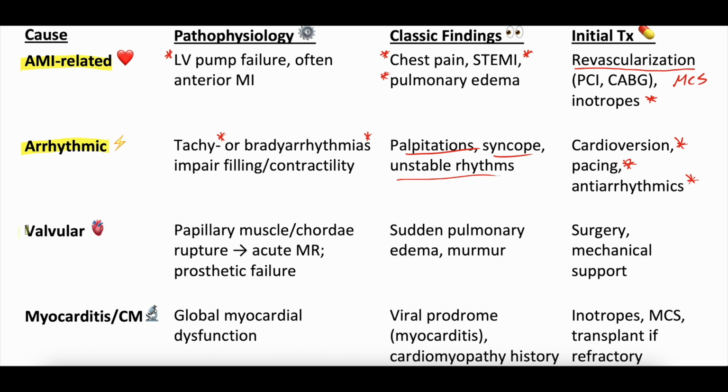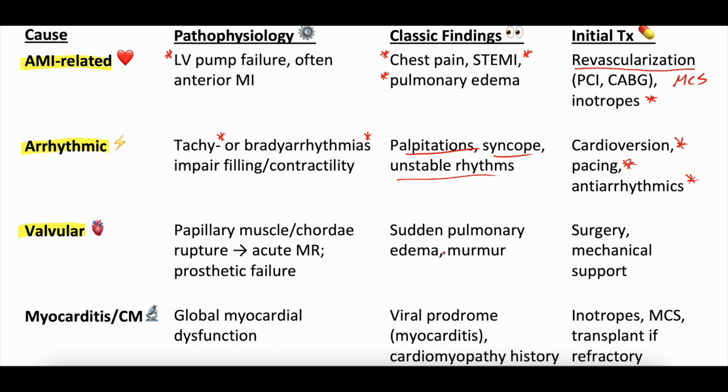Or what about valvular causes of cardiogenic shock? This is usually acute in origin, although it can be chronic. Severe aortic stenosis and all those things can build up to the point where it can cause shock. But you also can get things like papillary muscle ruptures leading to acute MR, or your prosthetic valve might fail. So there's multiple different valves that can lead to cardiogenic shock.